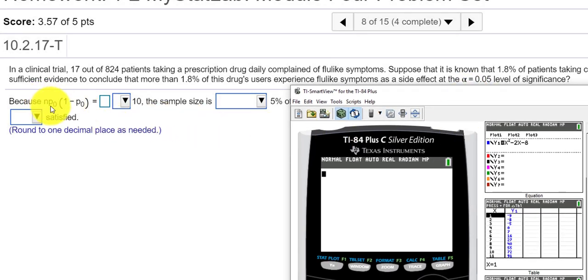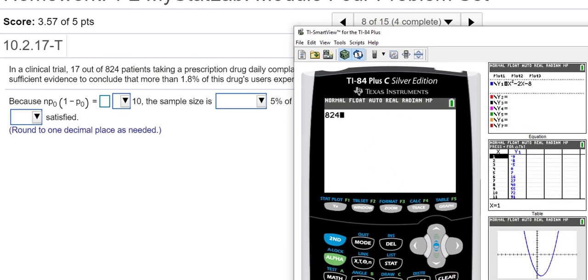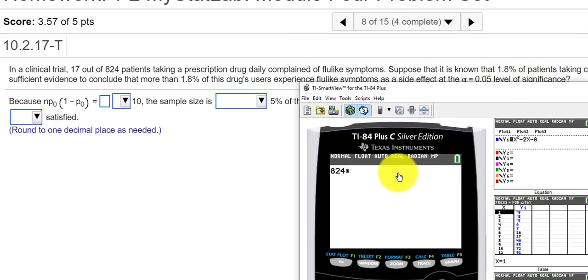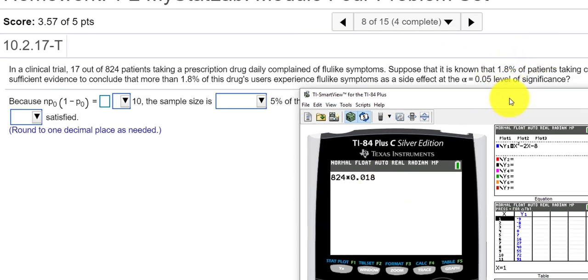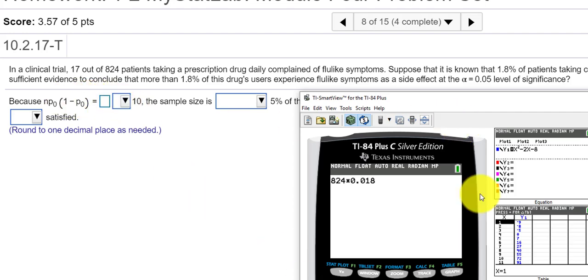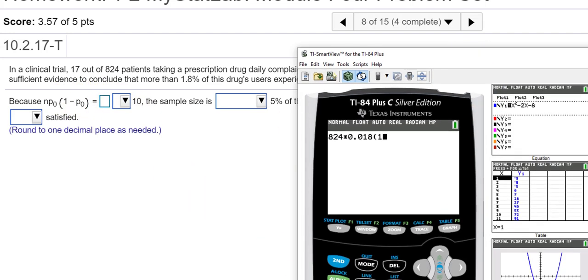All right, so we have to try n times our proportion times 1 minus our proportion. So n in this case was 824 patients. So I put in 824 times p. We were given 1.8%, so as a decimal, 0.018. I just moved the decimal 2 places to the left here. And then in parentheses, I have 1 minus p, which would be 0.018. I press enter, and I get 14.5.